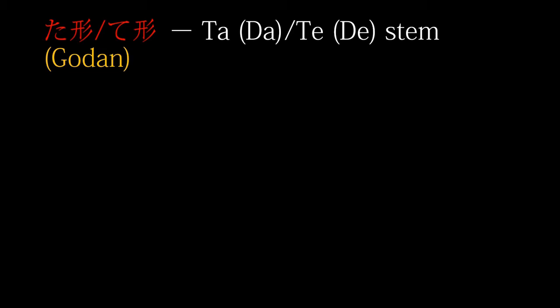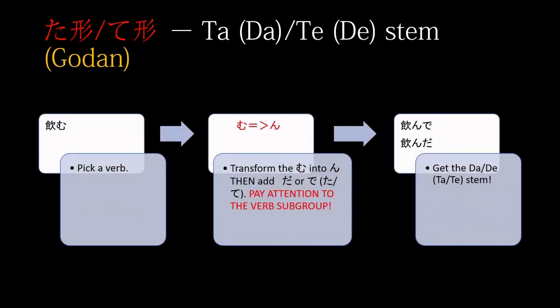Now, in the case of Godan verbs, as you can probably already surmise from the title itself, there is a whole lot more to be careful of and to take care of when building this stem. First, when we pick a verb, our Godan verb, we must pay attention to the verb subgroup. And this is the most important part here, because all of the four subgroups that we have mentioned previously play a significant role when forming these two stems. I will refer to them as two stems from now on.